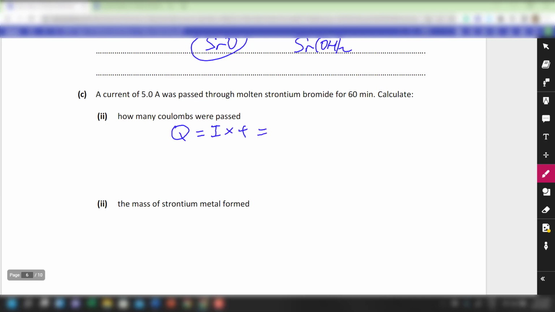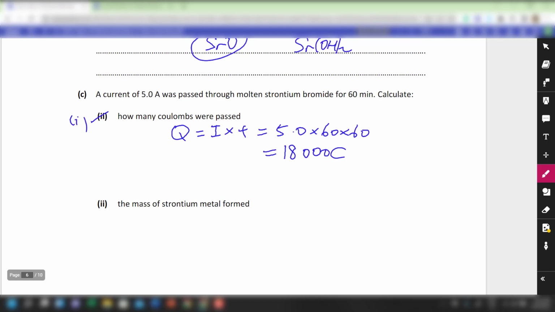We are given the current, so that's 5.0. We are given the time to be 60 minutes, so 1 minute is 60 seconds, so we're going to multiply 60 by 60. If we punch the calculator, we'll get about 18,000 coulombs. So that's for part 1.